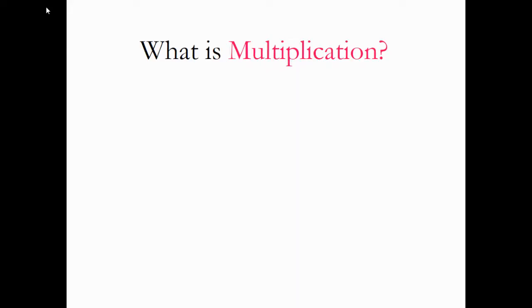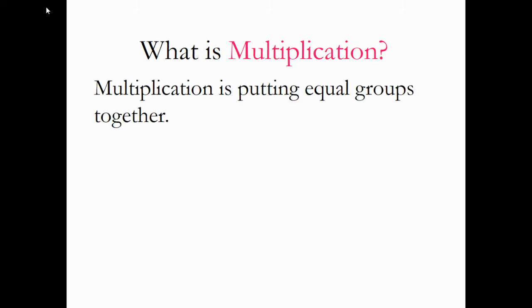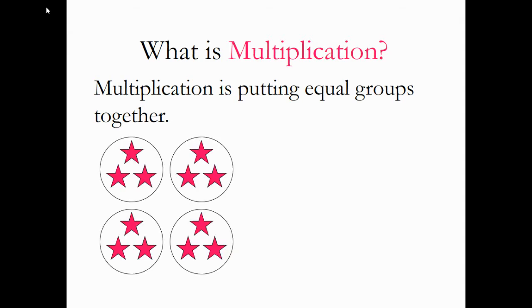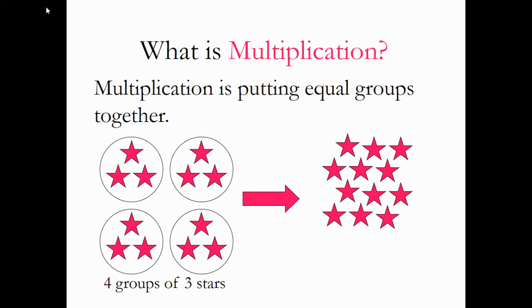Today we're talking about multiplication and division. So what is multiplication? Multiplication is putting equal groups together. Here I have 4 groups with 3 stars in each group, or 4 groups of 3 stars. Multiplication means I'm going to take all the stars out of their groups and put them into one big pile, like this. That's 12 stars. 4 times 3 equals 12.